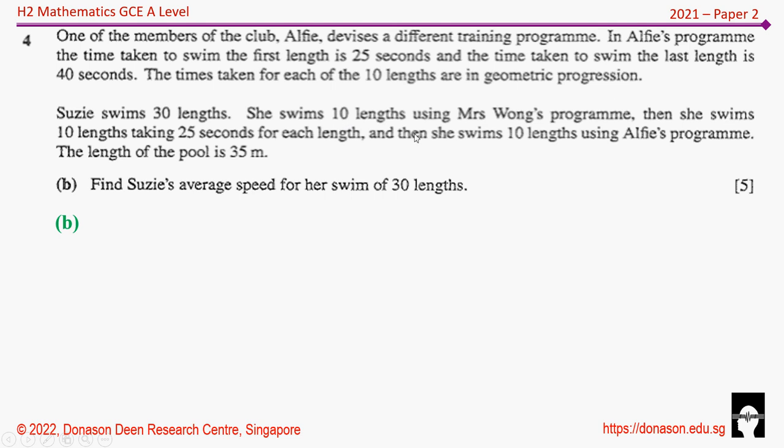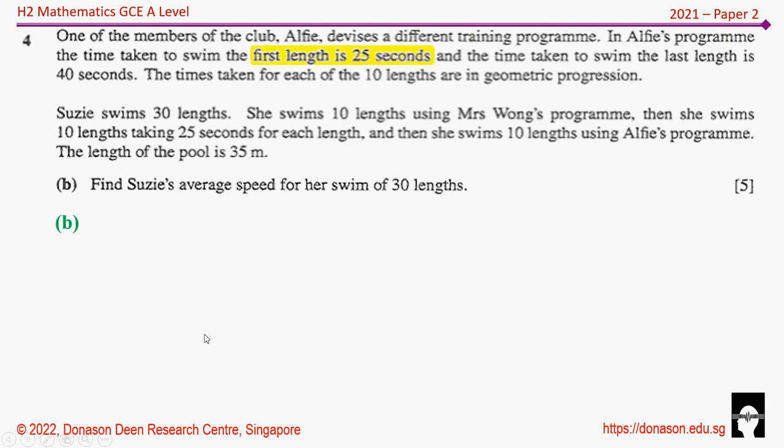One is what we have calculated, Mrs. Wong's program using the arithmetic progression, and then she's going to use another 10 for Alfie's program, which is in geometric progression, and she's going to take another 10 lengths using constant timing. So that is how she's going to finish 30 lengths. Find Susie's average speed for her swim of the 30 lengths.